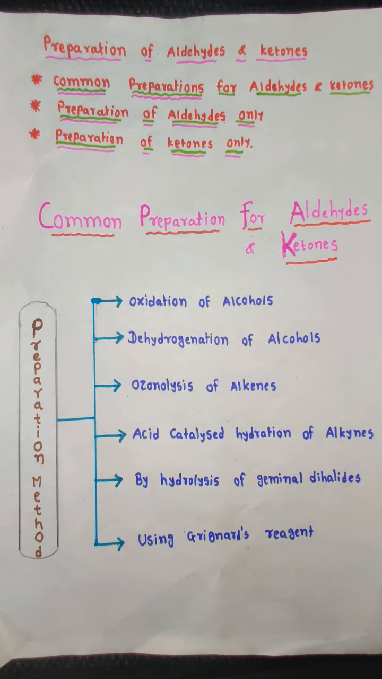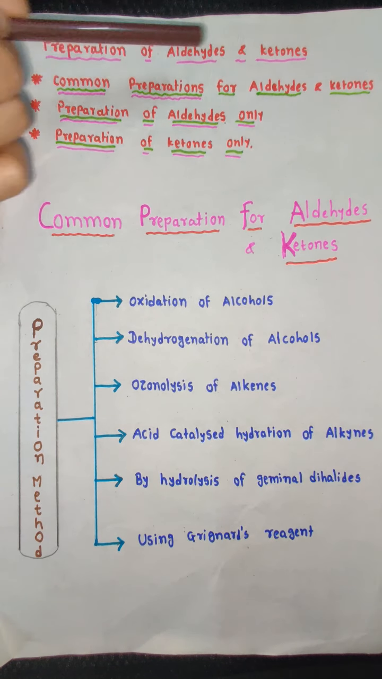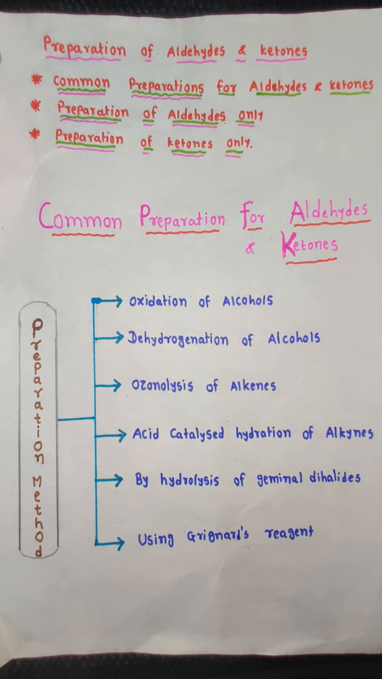Hello students, so let us start with the preparations of aldehydes and ketones. As you can see, the preparation has been divided into three major categories. First is common preparation methods for both aldehydes and ketones. Then we will be learning preparations of aldehydes only, and then we will be learning preparations of ketones only. Now let us start with common preparation methods.